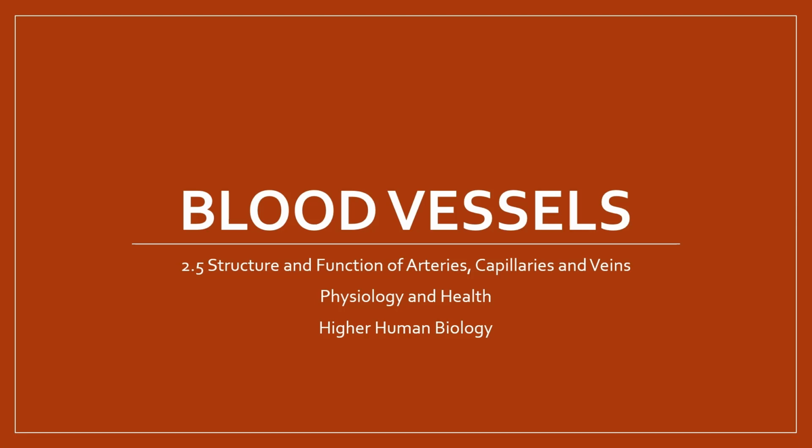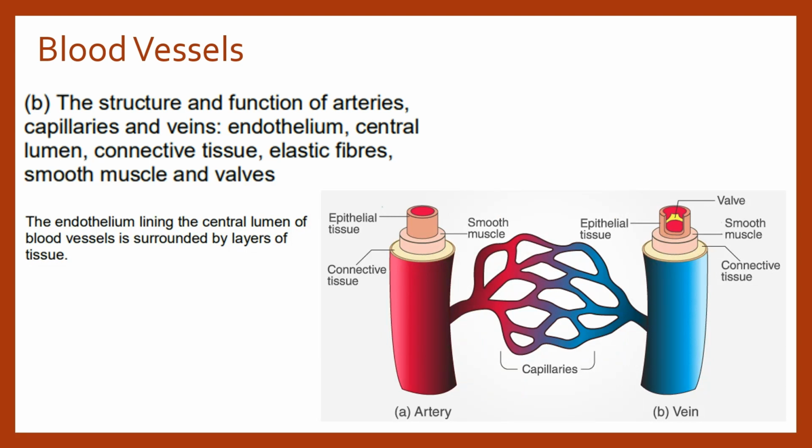Hi, in this video we're going to look at the anatomy of the different blood vessels, the arteries, capillaries and veins. So when we're looking at the different types of blood vessels, the kind of features that we'll be looking out for are the endothelium layer, which line the walls of the vessels, the central lumen, that space in the centre in which the blood will pass through, the connective tissue, elastic fibres, smooth muscle, and the presence of valves.